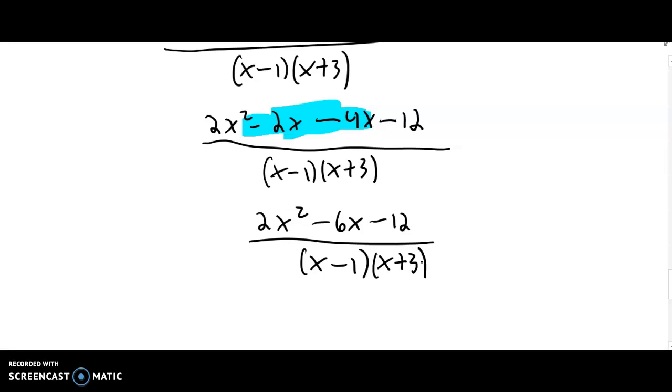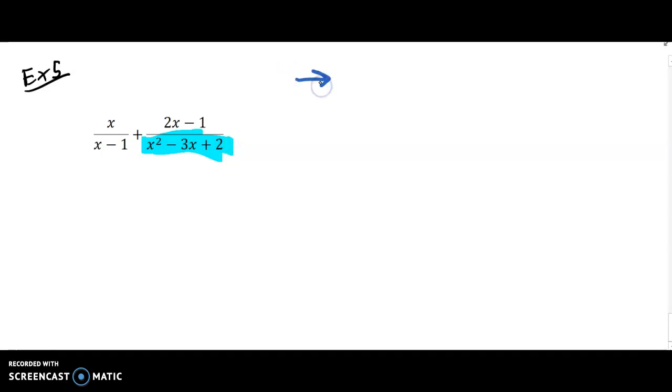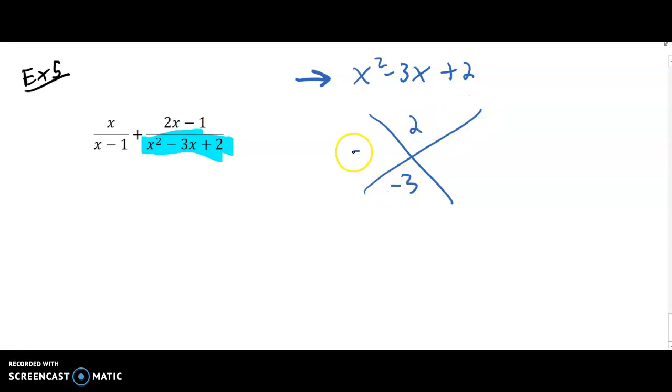Okie dokie. Let's look at our last example down here. Okay, this is our third possible case where we need to factor a denominator first. Let's do that over here. So we're going to factor this guy. What about negative 2 and negative 1? So we get x minus 2, x minus 1. Let's write that back into the problem.